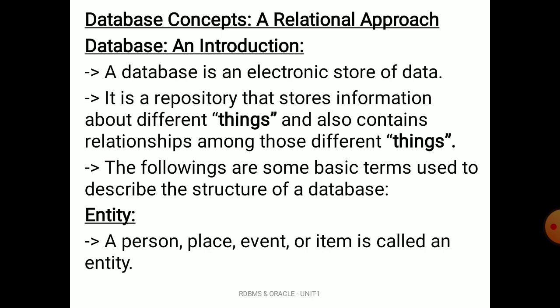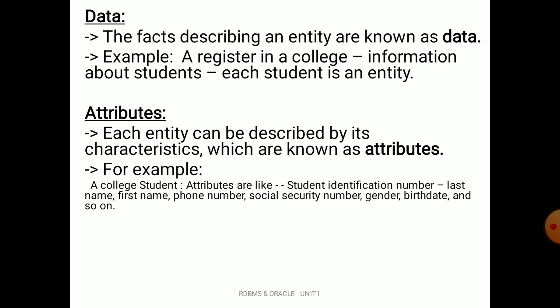In database concepts, there are some basic terms used to describe the structure of a database. The terms are entity, data, attributes, entity set, database, and relationships. Now we discuss one by one. First one, entity. A person, place, event or item is called an entity in a database. Then the second concept, data. The fact describing an entity is called data.